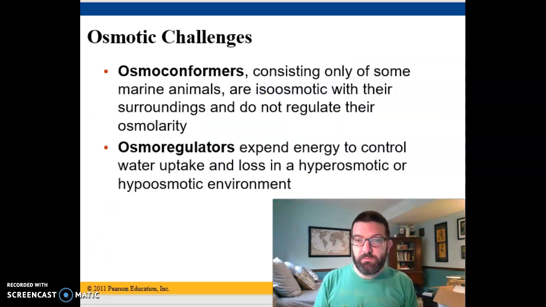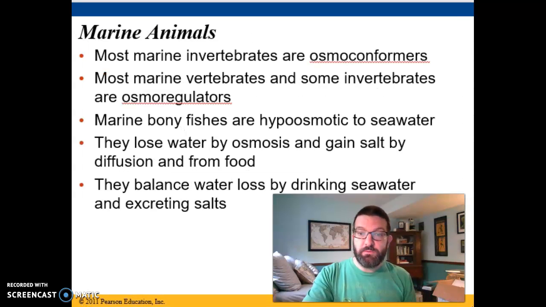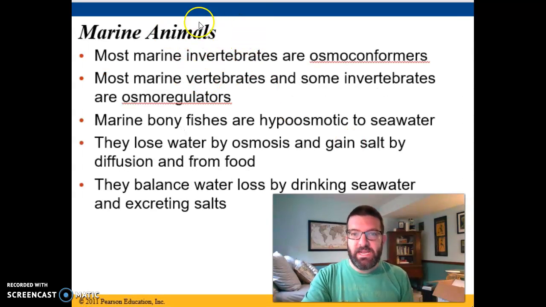There are some organisms who do not have to regulate their osmolarity. We call them osmoconformers. These are mostly marine animals that live in very, very stable osmotic environments, in terms of places in the ocean that have a very specific osmolarity, and so they don't have to regulate it, right? Because it's not going to be changed by their environment. But most organisms are osmoregulators, meaning we expend energy to control our water uptake and water loss. Those osmoconformers tend to be marine invertebrates.